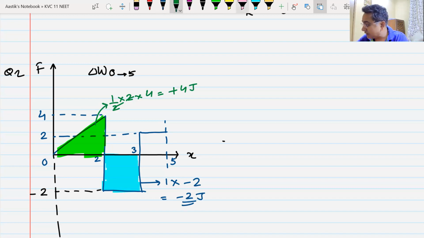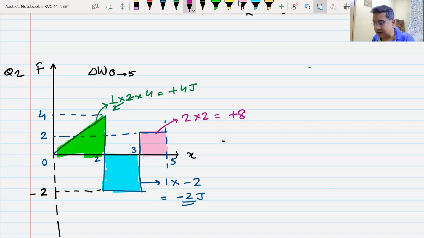Now we come to the third one, this pink area. How much is this pink area? Again, it's a rectangle or a square, whatever. How much is the length? 2. 5 minus 3, 2. Multiplied by how much is the height? 2. And it would be positive. You just need to add up. 2 plus 2, 4.